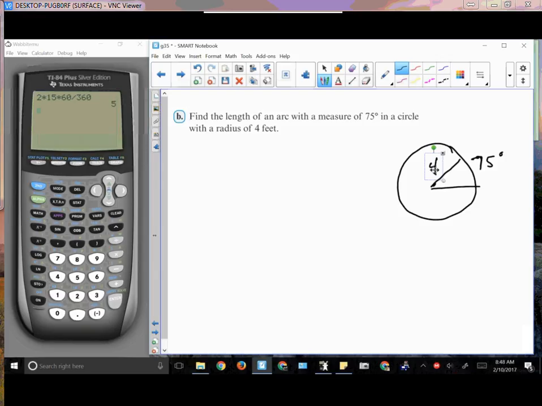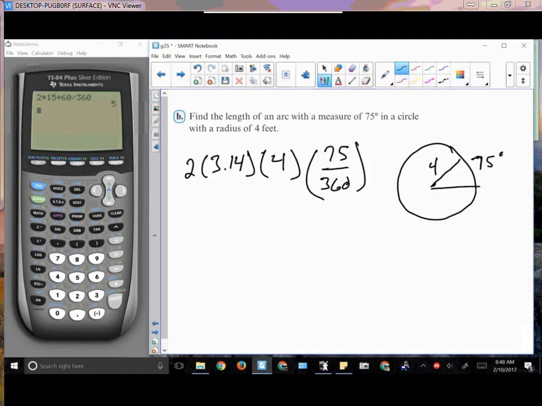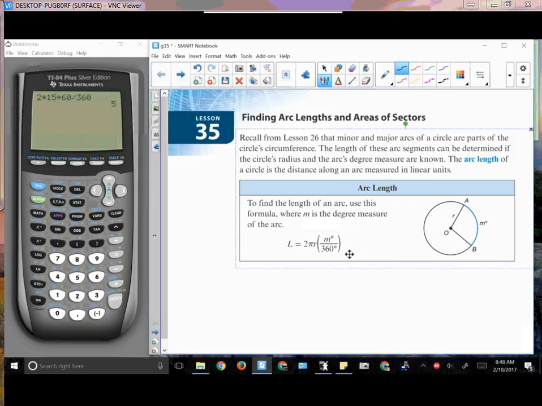Okay? So, I need to go and set this up again. Does it say that we are supposed to keep this in terms of pi? The answer is no. So that means I can take 2, multiply it by 3.14, multiply it by the radius, which is 4, then the fraction is going to be 75 over 360. If you have the picture, it makes life so much easier when it comes to just plugging in the values. What's R? R is the radius. M comes from over here, our degree measure that we're given.